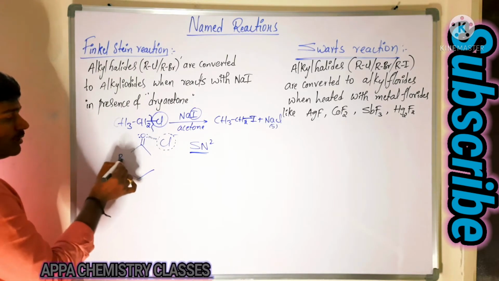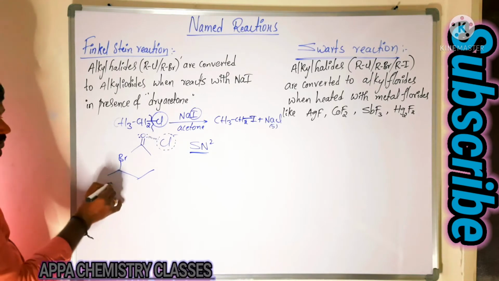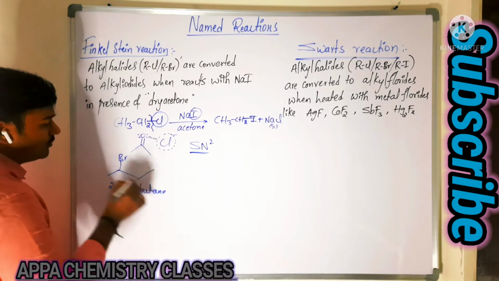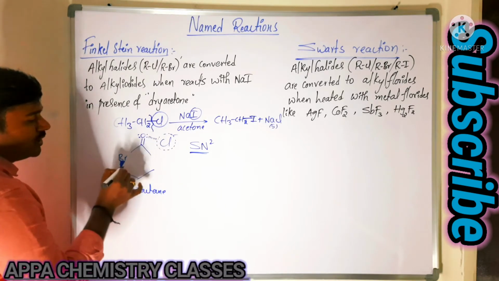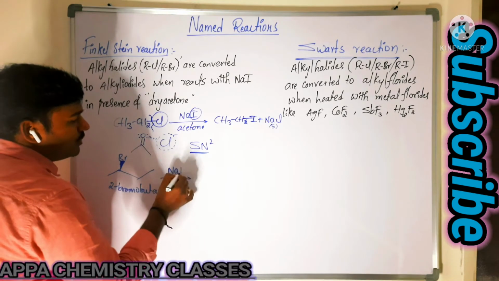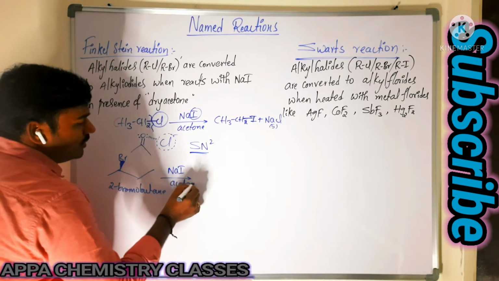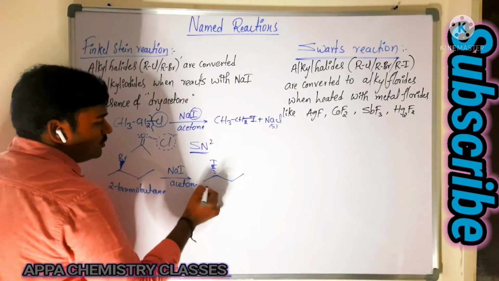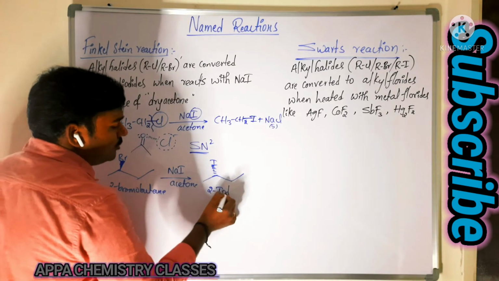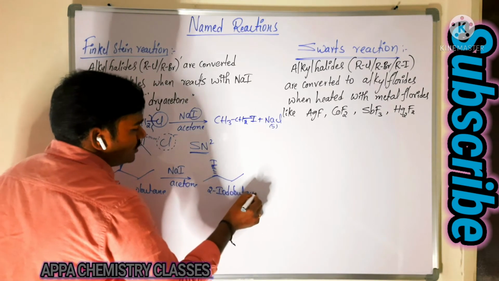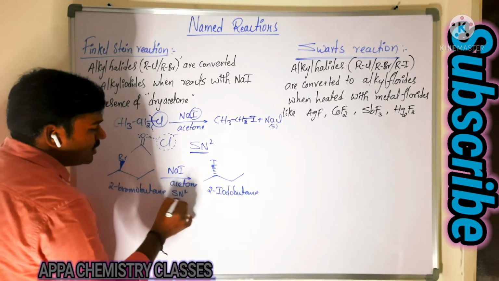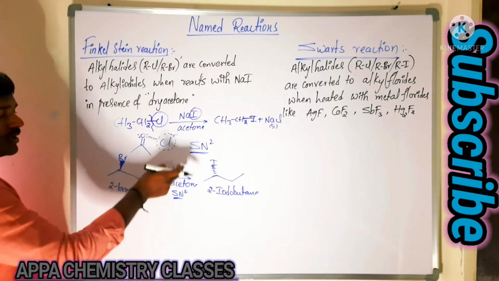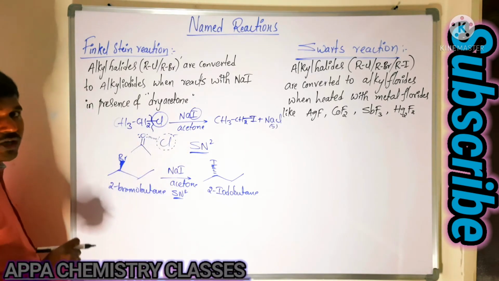Now I have taken 2-bromobutane. When it reacts with sodium iodide in presence of acetone, say for example this bromine is present in a thick line, then we get 2-iodobutane, with inversion of configuration. In an SN2 reaction, inversion of configuration is obtained. The rate of reaction depends on both the alkyl halide as well as the concentration of sodium iodide which we are taking.